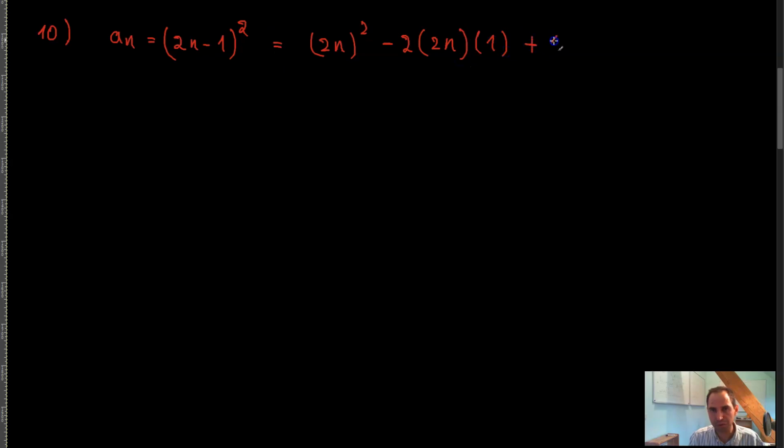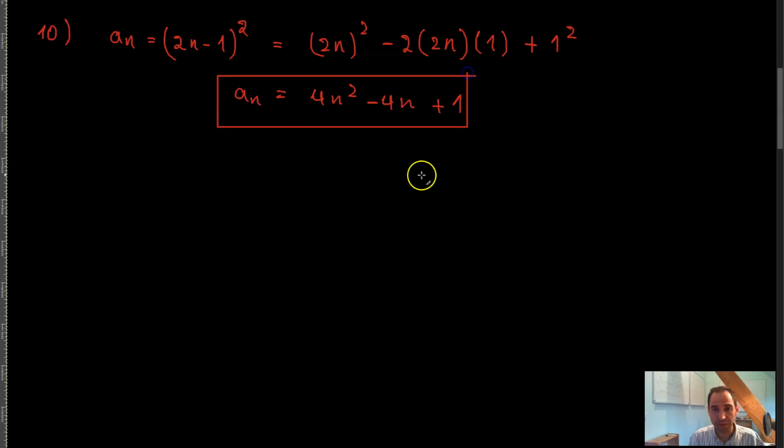Question number 10, we have a of n is equal to, again, 2n minus 1 raised to the power 2, which is the same thing as 2n whole raised to the power 2 minus 2 times 2n times 1 plus 1 raised to the power 2, which is equal to 4n squared minus 4 times n plus 1. That is your a of n.